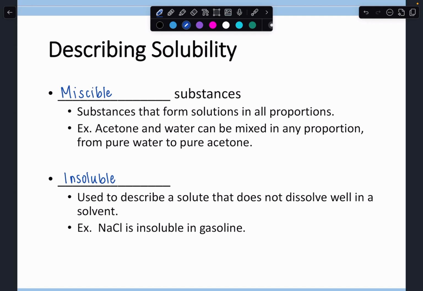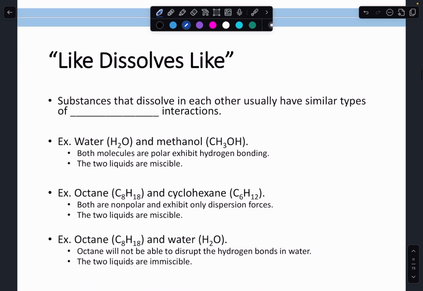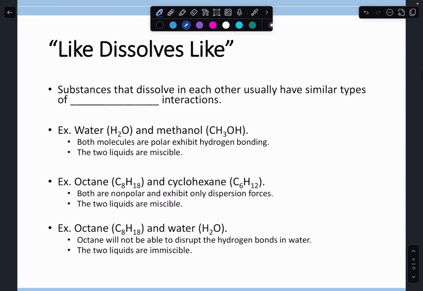Now we can use properties of molecules, solutes, and solvents to predict if something would be soluble or not. And we use this rule, this phrase, like dissolves like. Essentially what we're looking for is intermolecular forces. Substances that dissolve in each other usually have similar types of intermolecular interactions, intermolecular forces. That's what we're looking for.